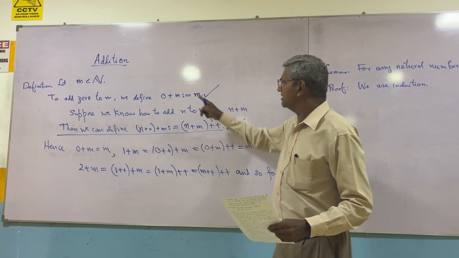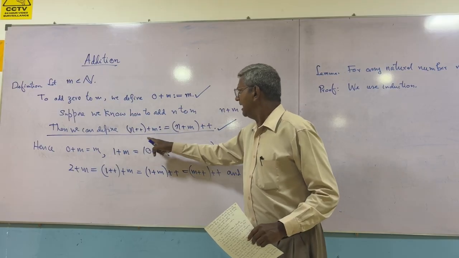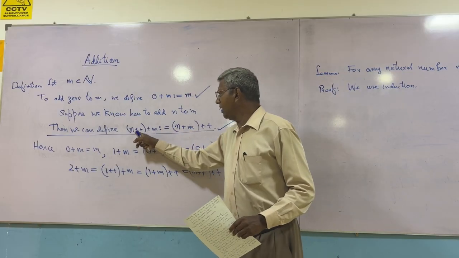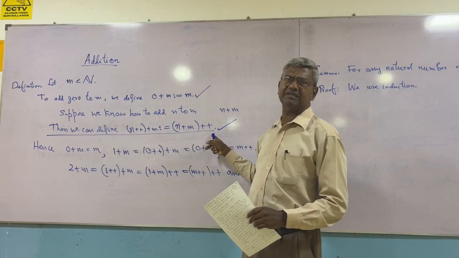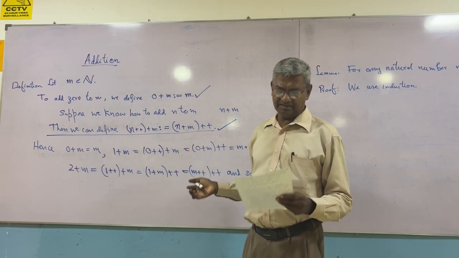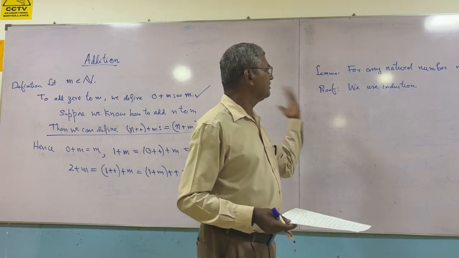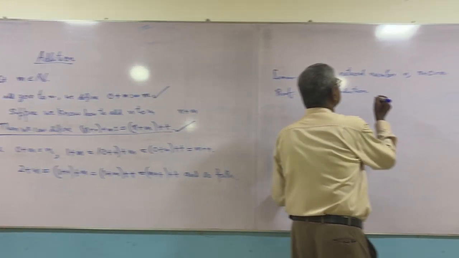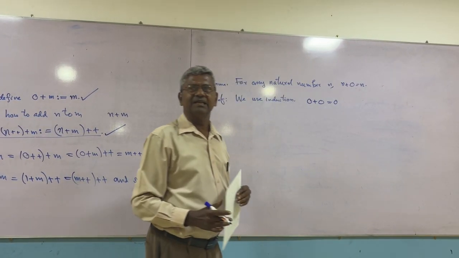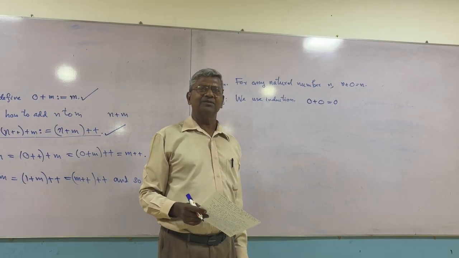See, remember, you know this line 0 plus m is equal to m, and if you know how to add n to m, you know how to add n plus plus to m by this line. So this is a recursive definition. So now we are on the way to prove that n plus 0 is equal to n. We are going to use induction. Then I have to prove that 0 plus 0 is equal to 0. How do I know 0 plus 0 equal to 0?